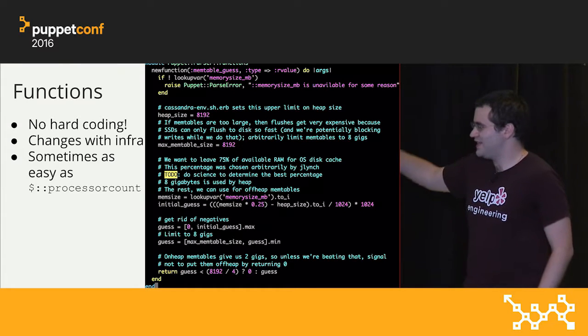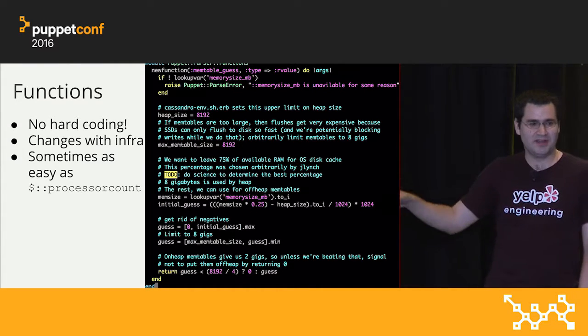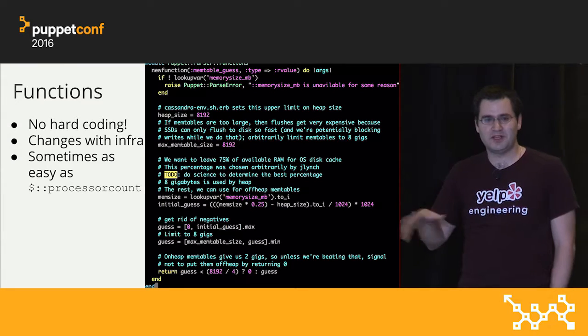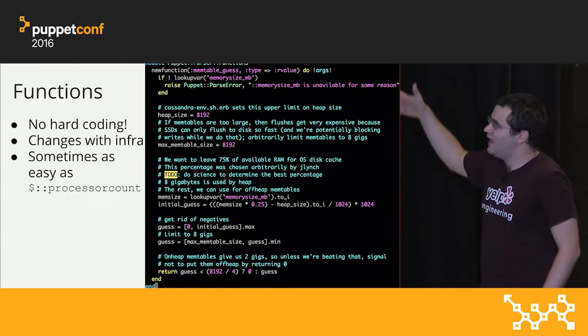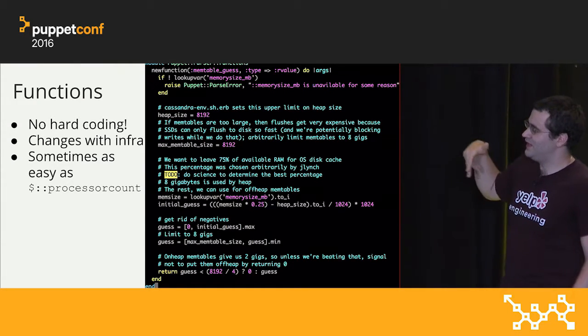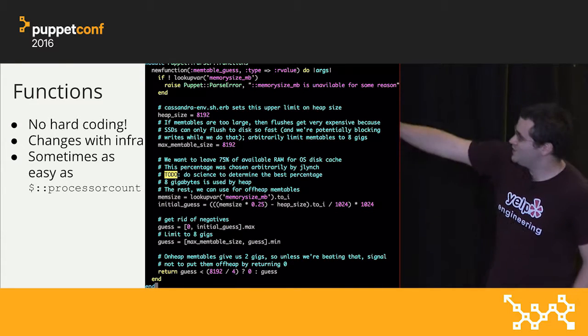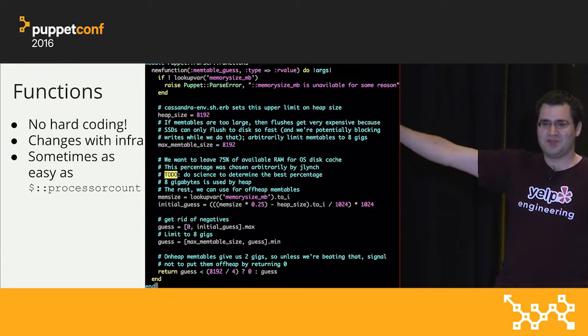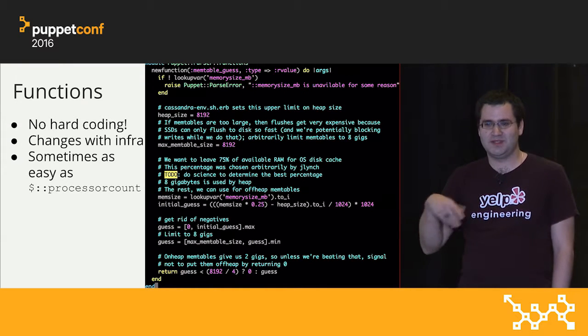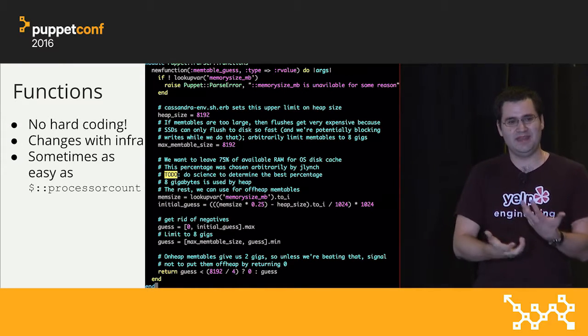And what we found is that any function is better than hard coding, even if that function isn't perfect. So for example, here, I wrote a function for guessing the off-heap size of memtables for Cassandra. And I just admit in a to-do that I have no idea if this is the right algorithm for assigning this. Cassandra upstream doesn't recommend any algorithm.